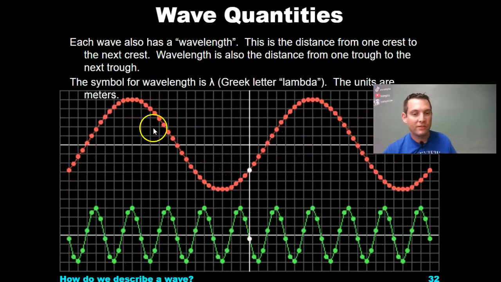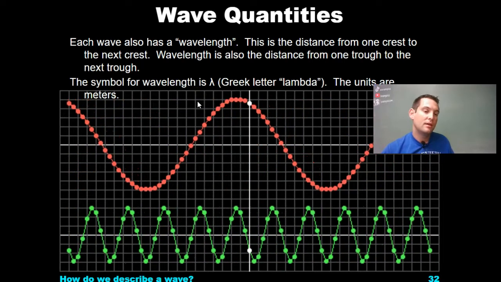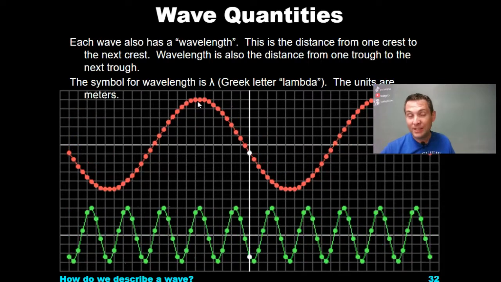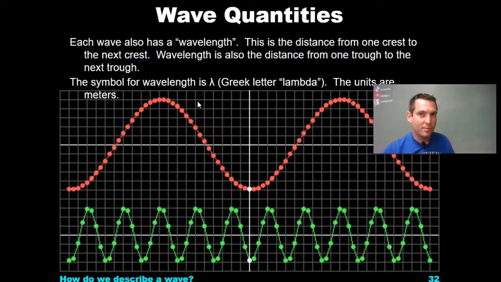The symbol for wavelength is lambda, and the units for lambda are the meter. But when we're dealing with waves, a meter is really big, so a lot of times we use metric prefixes. You may want to brush up on those.